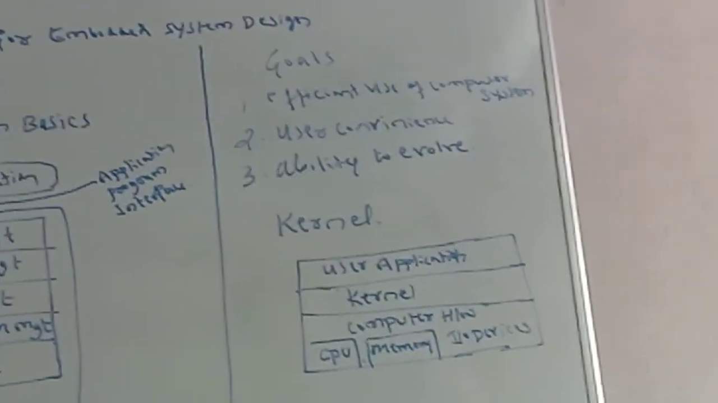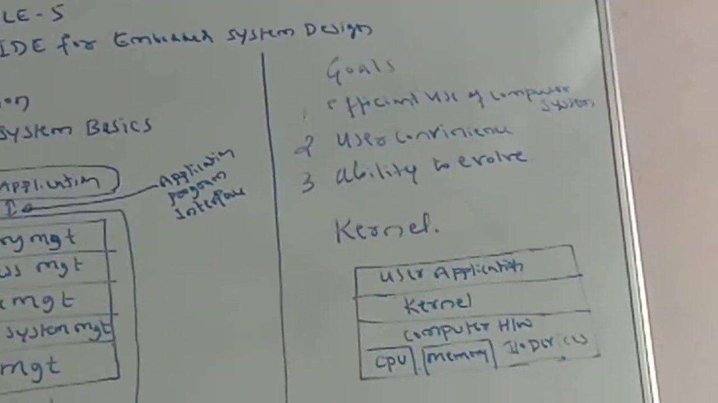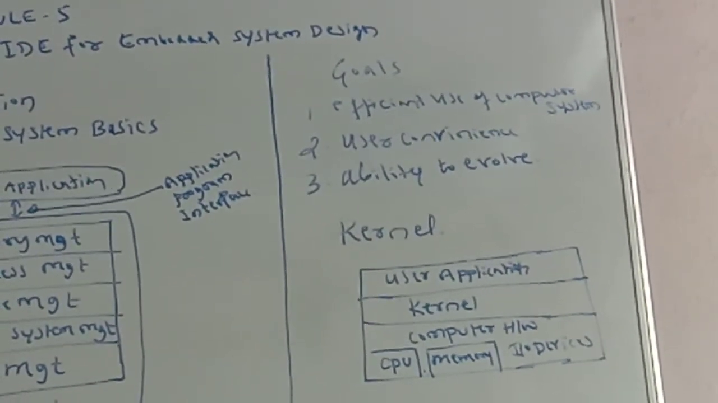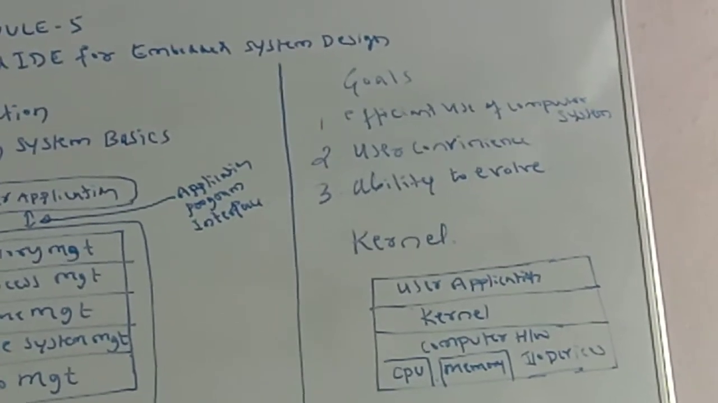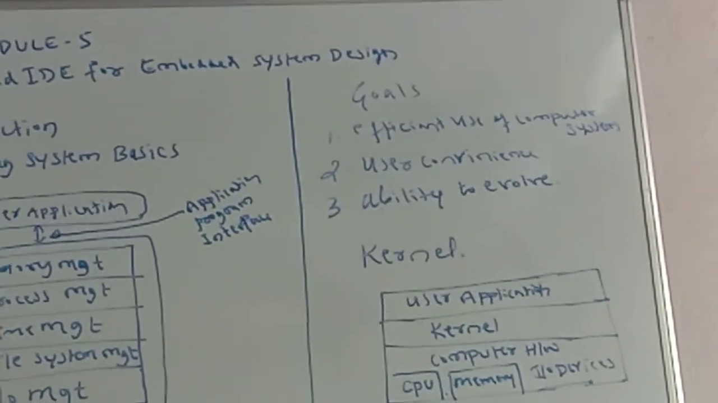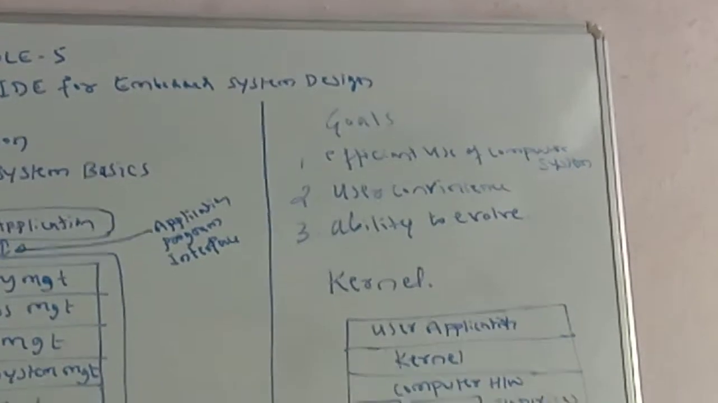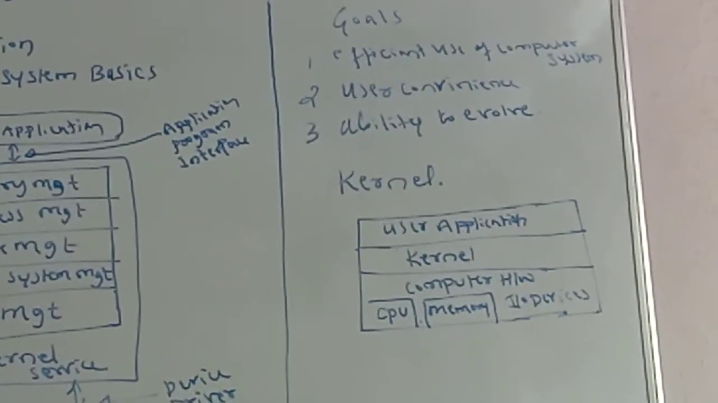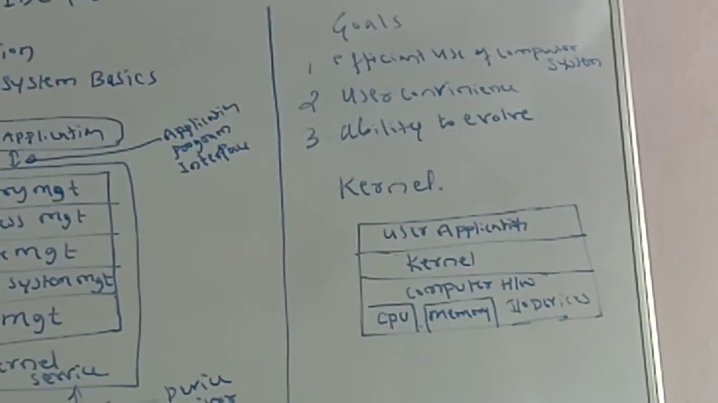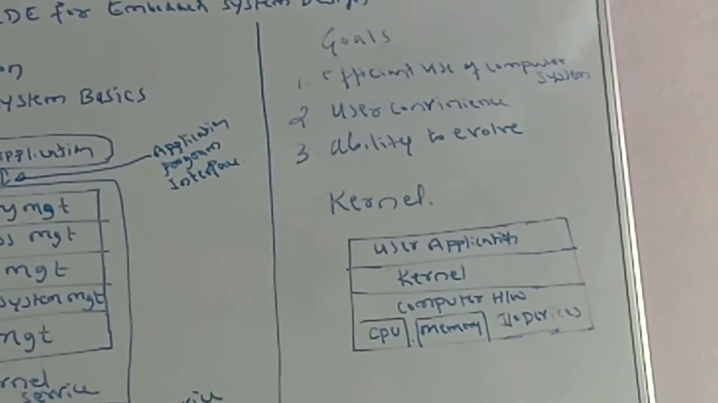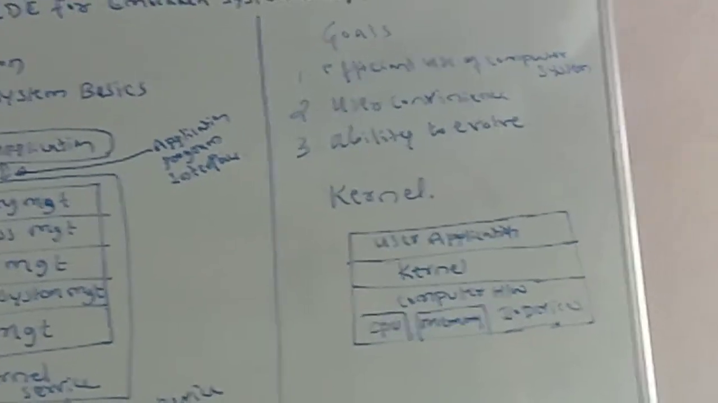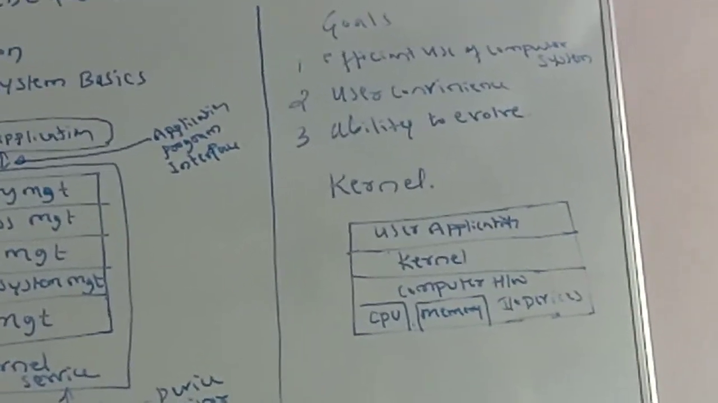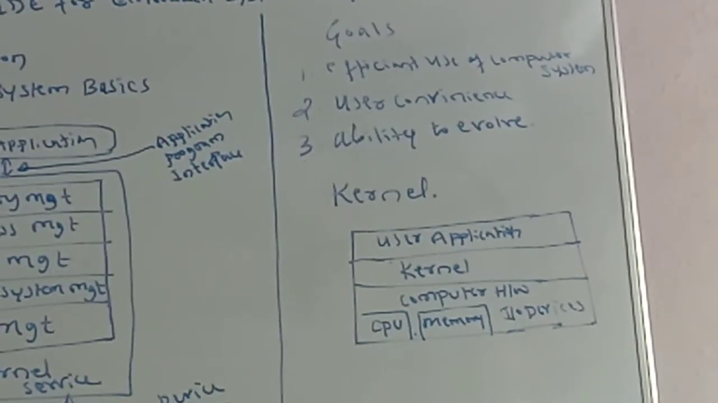Ability means the operating system should be very flexible and an efficient device that does all these activities: memory management, process management, time management, file system management, IO management, as well as hardware management. All these tasks should be conducted efficiently. These are known as the goals, the important goals in an operating system.